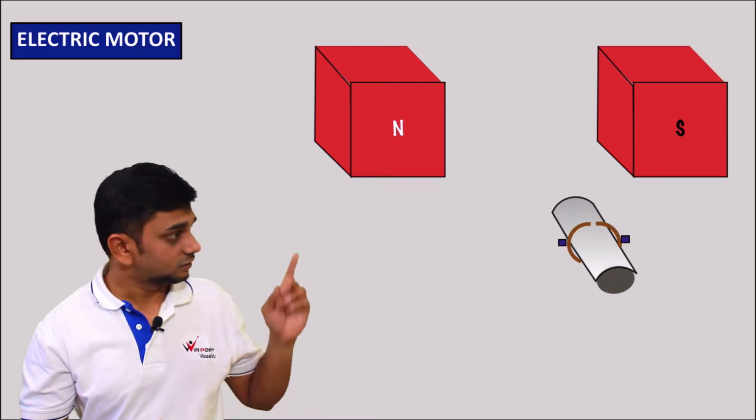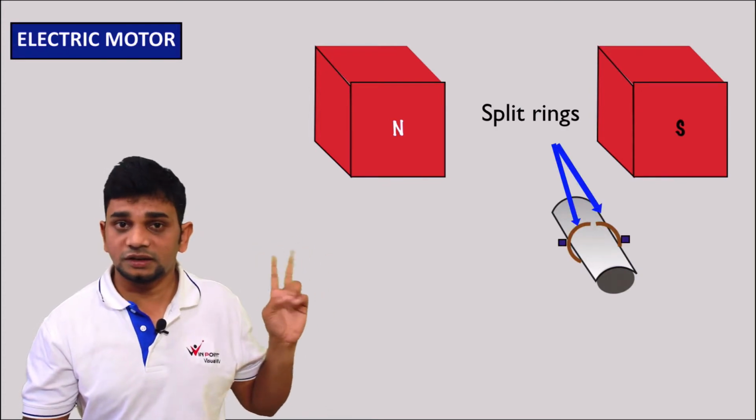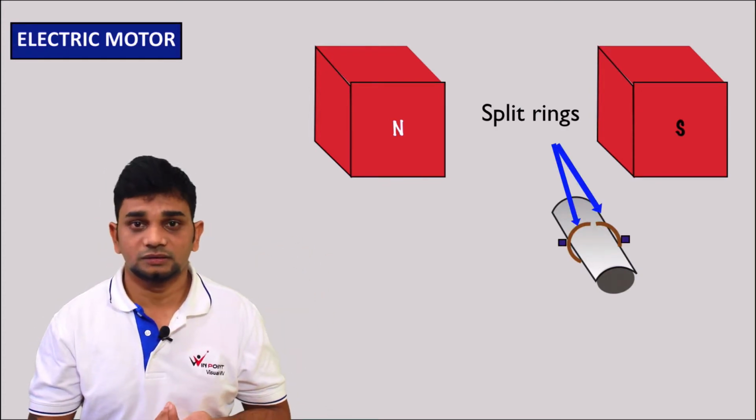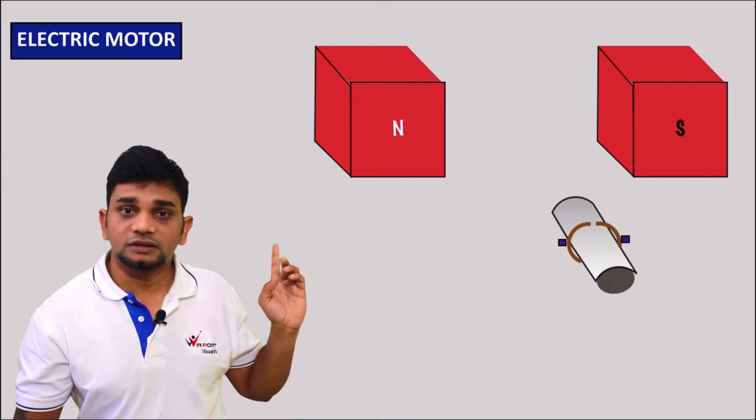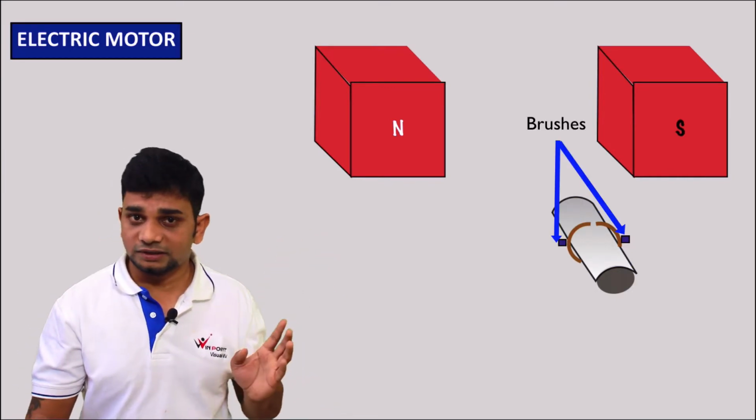And you can see that there are two rings. These rings are known as split rings. Here these are split rings. There are two brushes. So split rings and brushes.